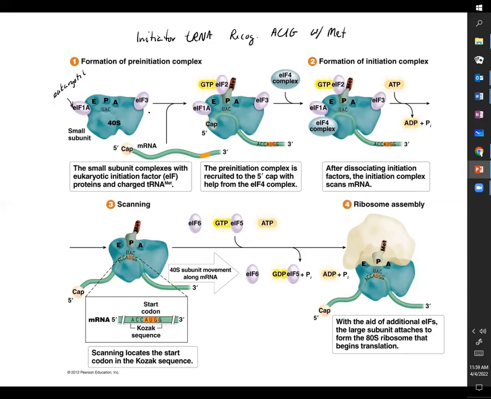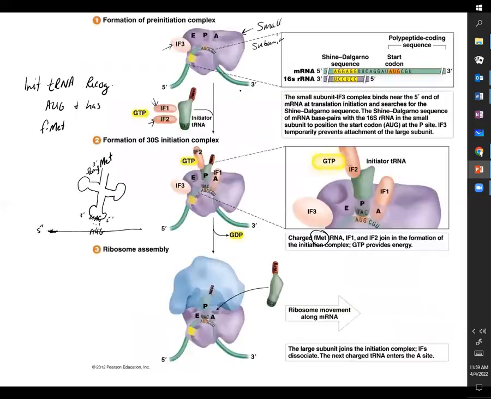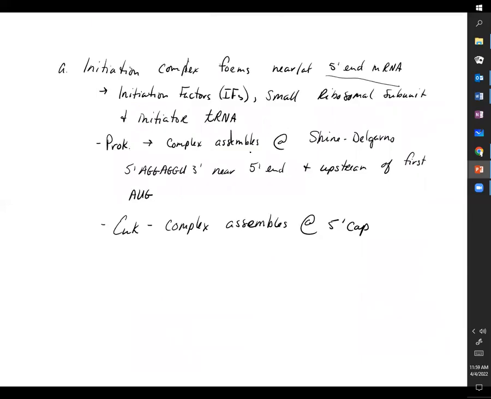So this is the location where the complexes assemble, but we have not started the actual translation process. So it's either at the Shine-Dalgarno sequence in prokaryotes or at the 5' cap in eukaryotes. The components are initiation factors, small ribosomal subunit, and the initiator transfer RNA. So once the complex forms, the complex scans, it begins to move the message through.